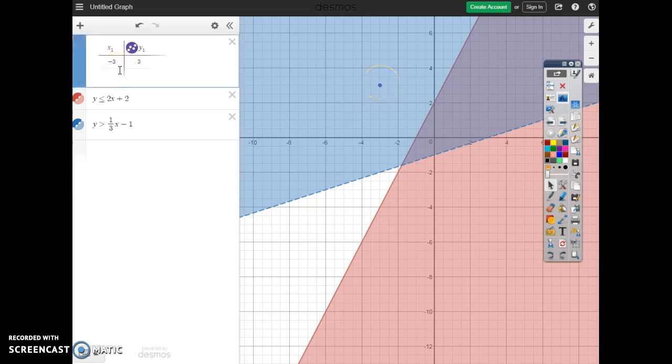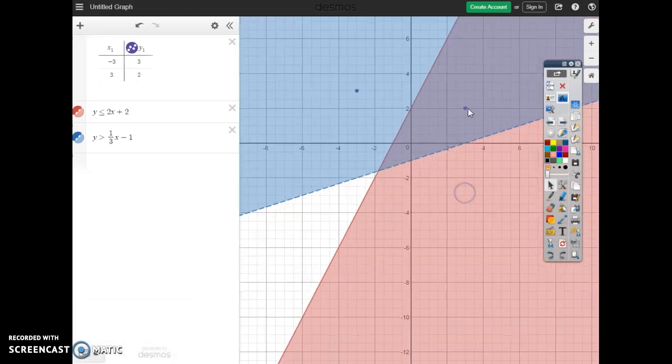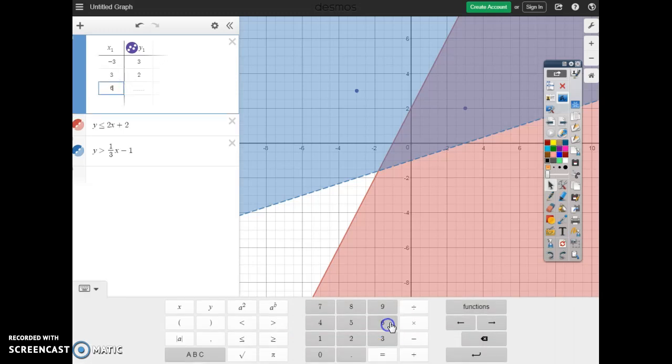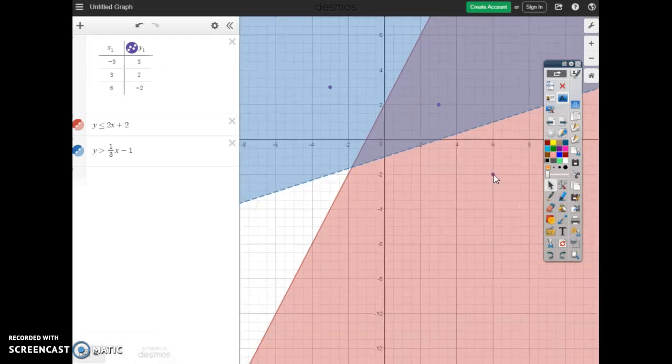Who's next? Hulk says that the solution is at 3, 2. Is Hulk correct? Yes. And then Thanos says that it's at 6, -2. Is Thanos correct? No. So the only one that's correct is Hulk, and you can add these points to your graph.